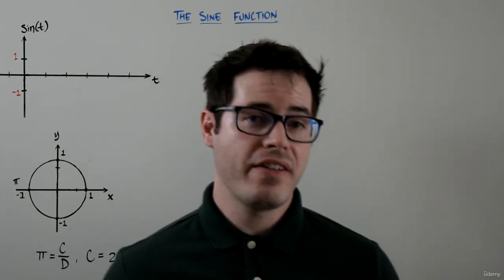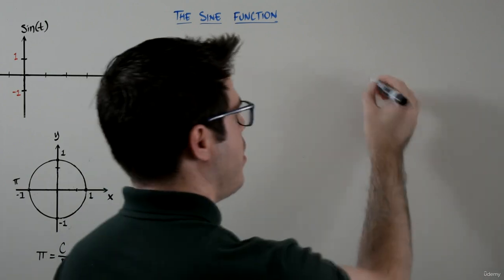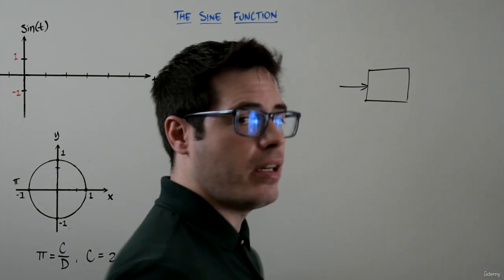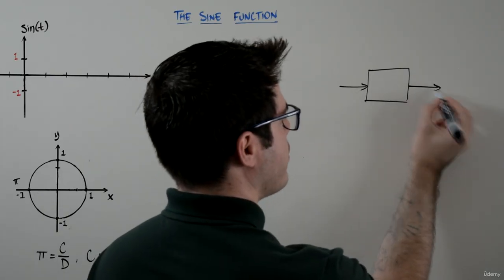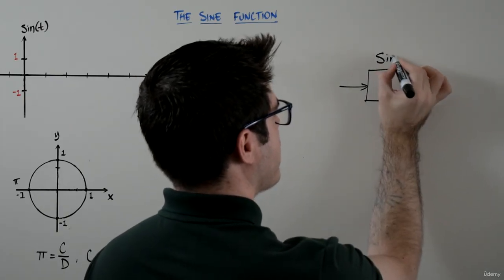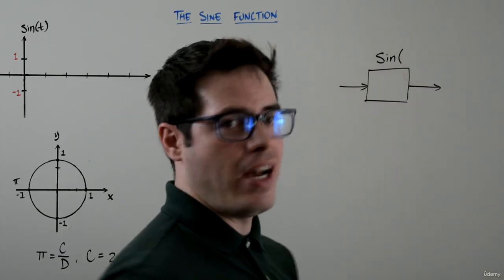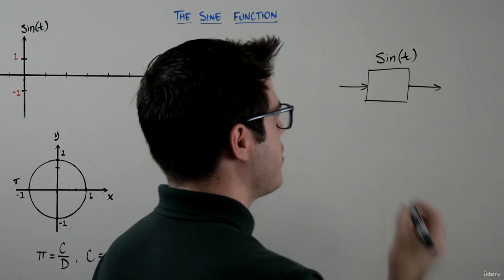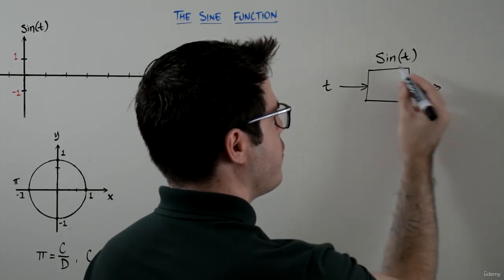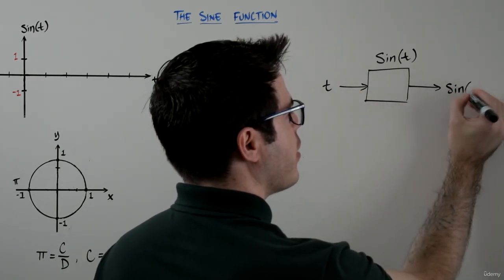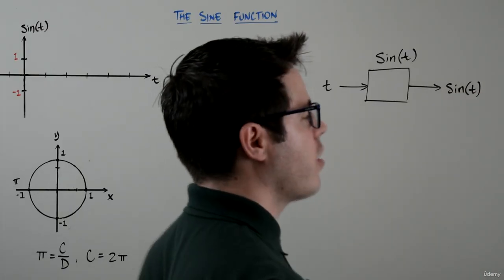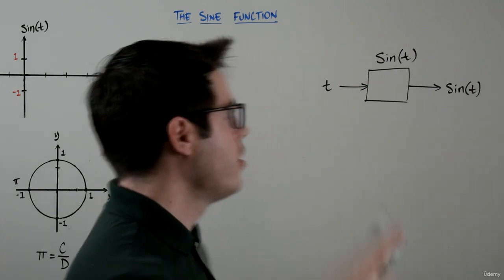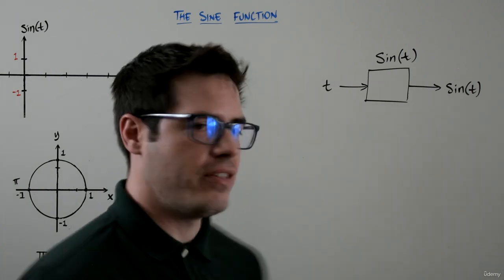Now, you can think of the sine function as a black box. If we draw a box, then we can input a value into the box and get a value back out of it. Let's say that we pass in some value t, the sine function is going to return a value, and we can call that value sine of t. So what exactly does the sine function do with our value t to give us some different value?